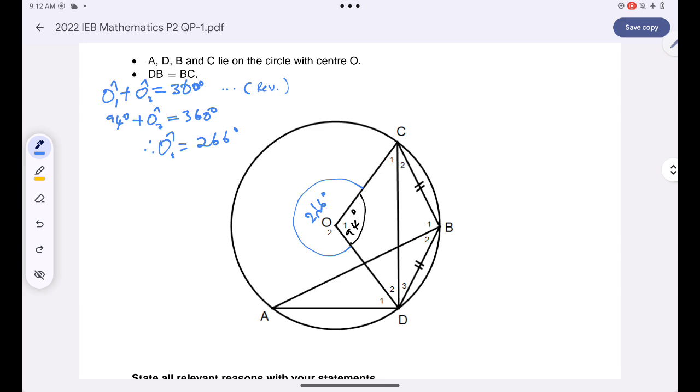Remember that there's a theorem that states that an angle at center is 2 times the one at circumference. Are you together? So we can therefore say that angle B1 plus B2, their combination, is equal to 2 times angle O2. And the reason: angle at center is 2 times the angle at circumference.